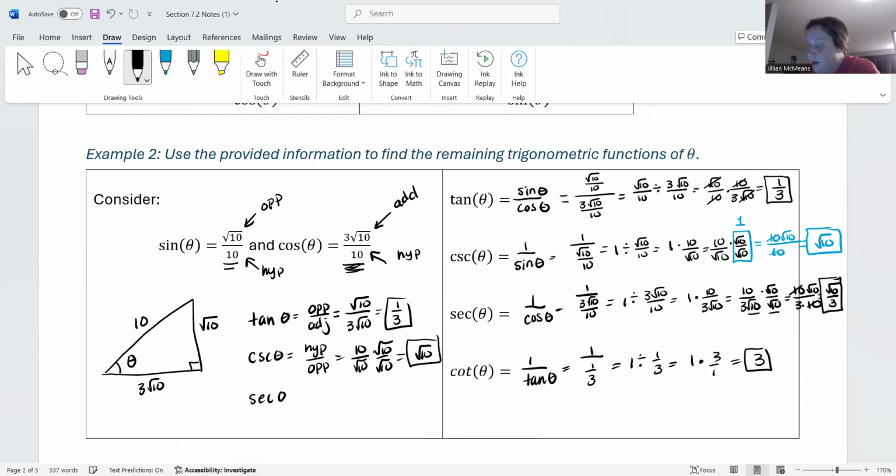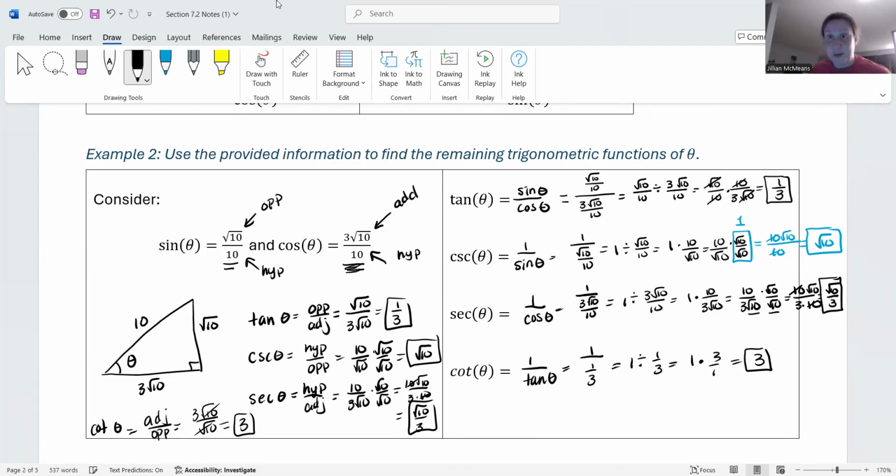Now, secant, we know, is the reciprocal of cosine, okay? So it ends up being the hypotenuse over the adjacent side, which is 10 over 3 root 10. We have to rationalize, and we end up getting 10 root 10 over 3 times 10, which is root 10 over 3. And then finally, cotan, we know, is the reciprocal to tangent. Tangent is opposite over adjacent, so cotangent is adjacent over opposite, which is 3 root 10 over root 10. Root 10s cancel, and we get 3.